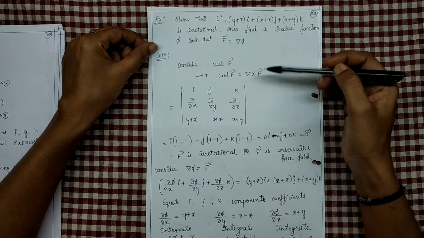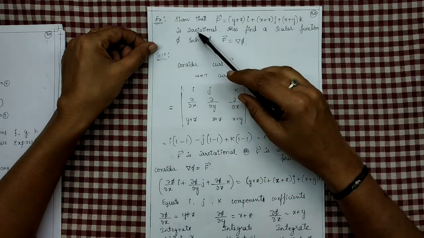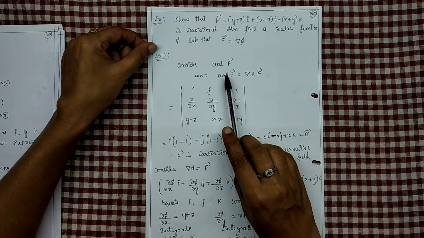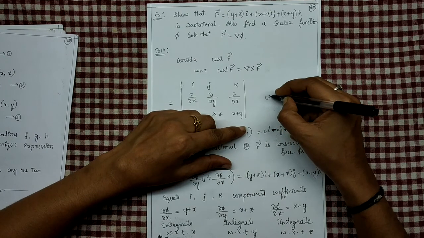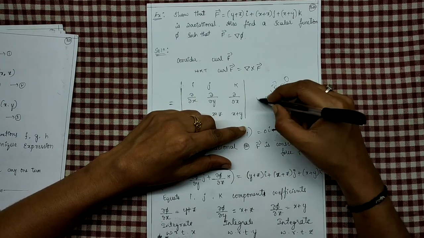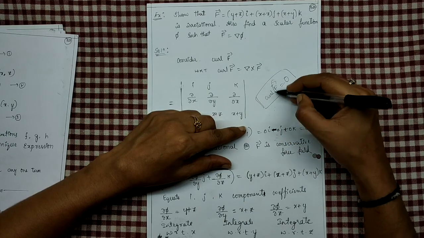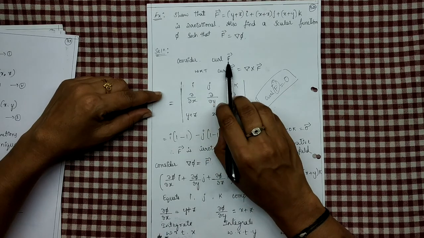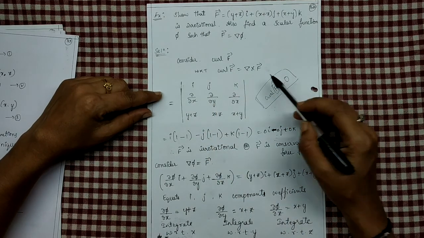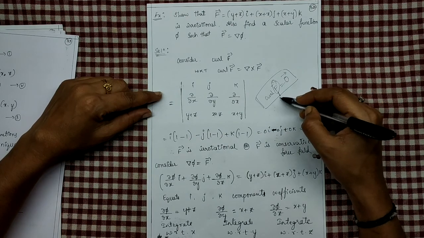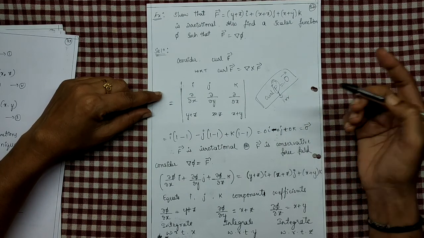To solve this problem, we have to show that the given vector is an irrotational vector. We know that the condition for an irrotational vector is that curl f must be equal to 0. If it satisfies, then we can say that the given vector f is an irrotational vector. Let us consider curl f and verify whether it will be 0 or not. If it is equal to the 0 vector, then the vector is irrotational. Otherwise, it is not irrotational.